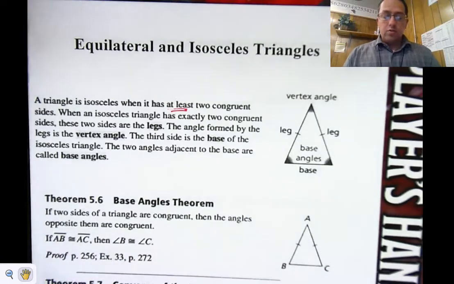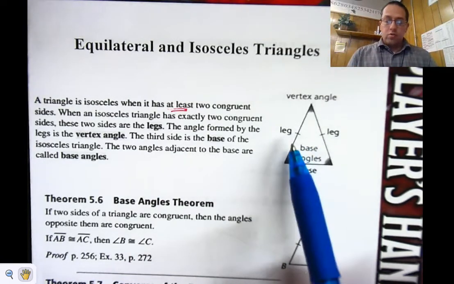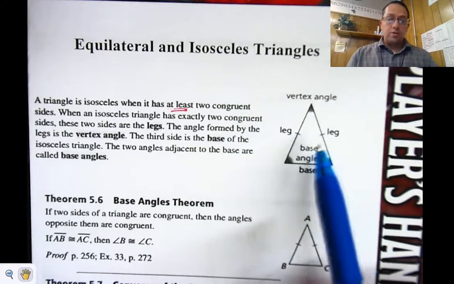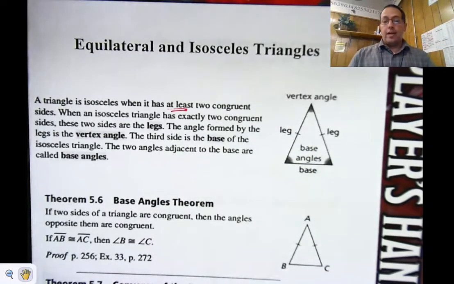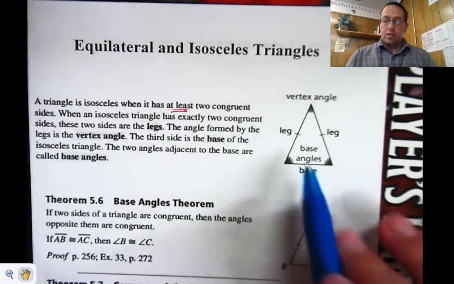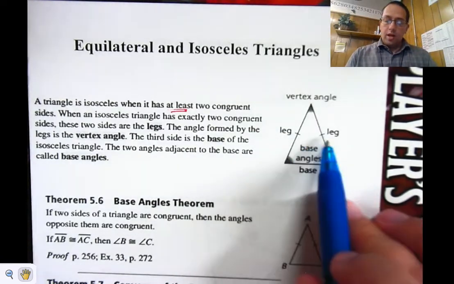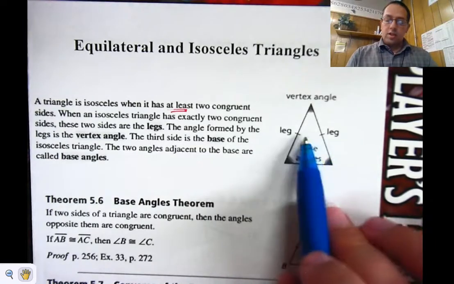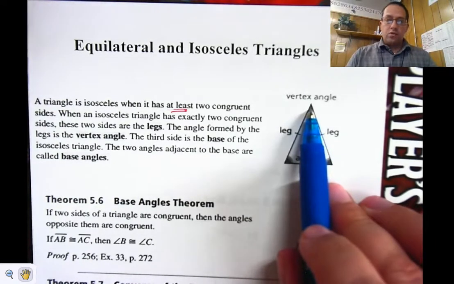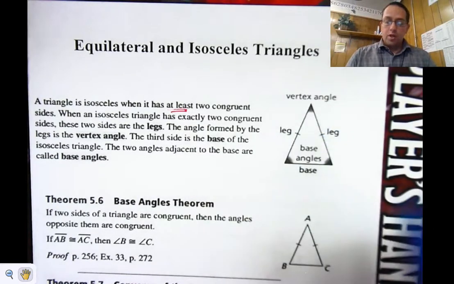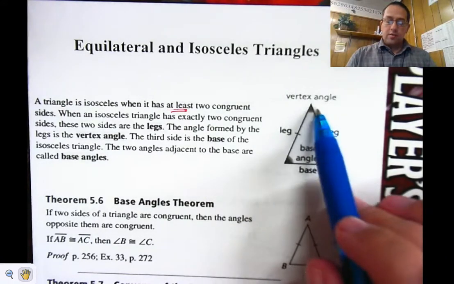So we've got at least two congruent sides, and those two sides that are congruent, we call those legs. Just like the two legs of a right triangle are the ones that form the right angle, isosceles triangles also have legs, and these are the two sides that are congruent to each other. The legs form the vertex angle. So this is the vertex angle.